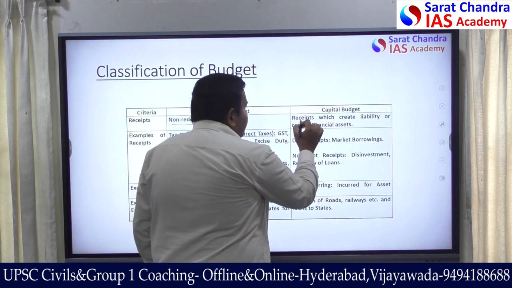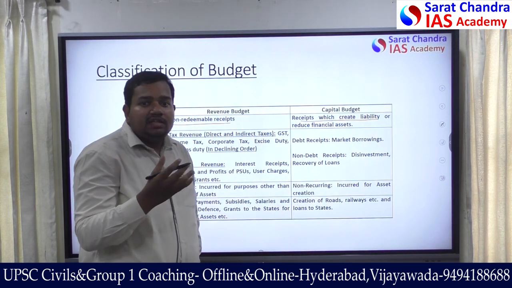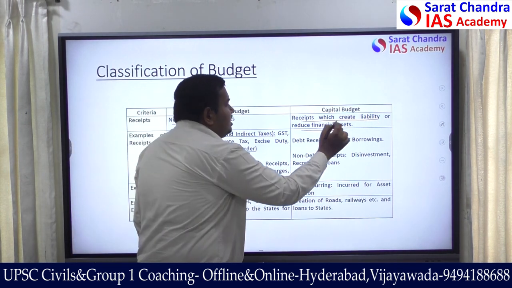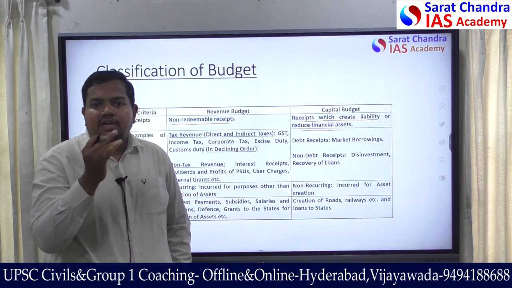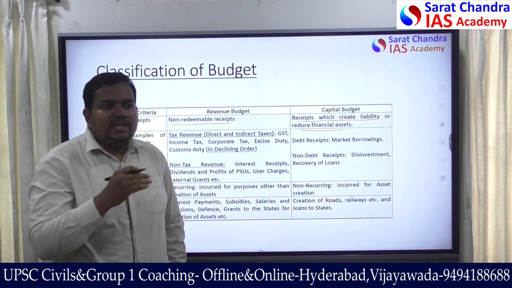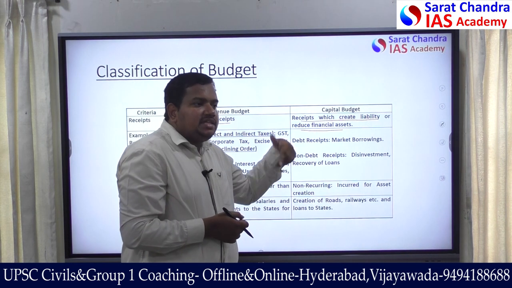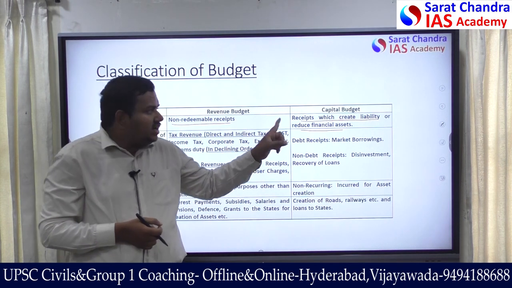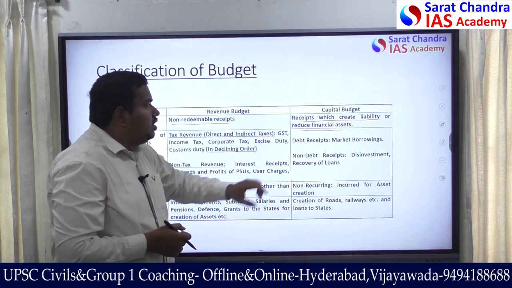With respect to capital budget, these are the receipts which will create either a liability. That means if we borrow, that is a liability. Or it will create a financial asset. Either it should create a liability or it should create an asset. Asset means capital expenditure. And whatever the inflow, capital receipt, that will be in the form of borrowings. So, borrowing, what will it create? Liability. Okay. Either it will create a liability or an asset.